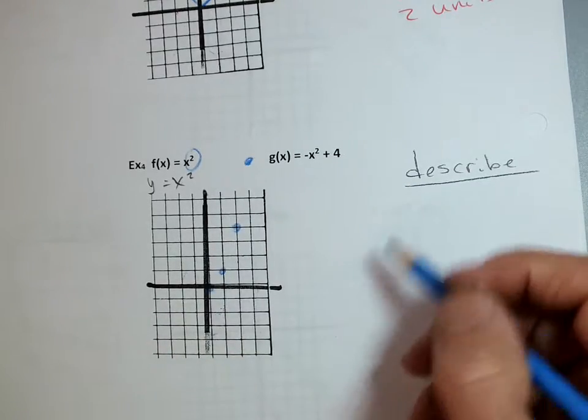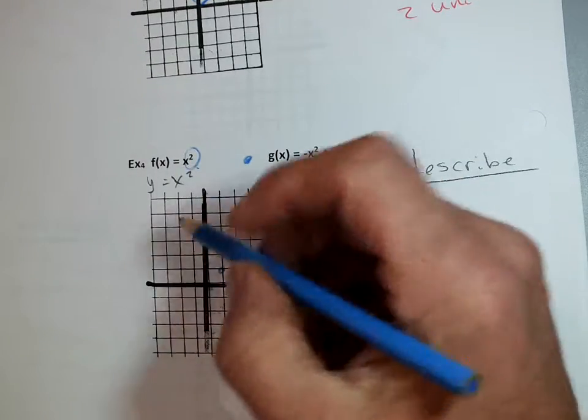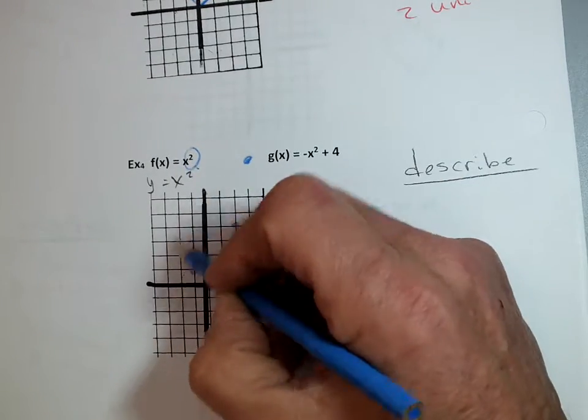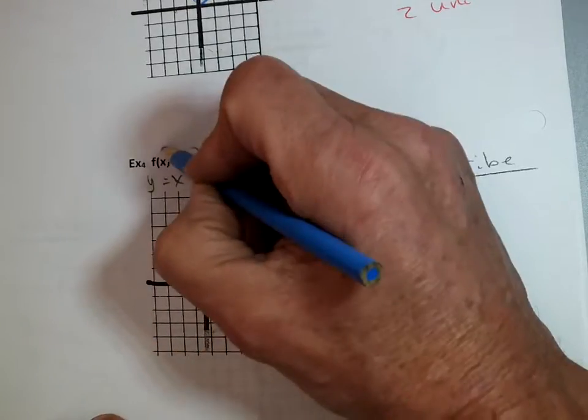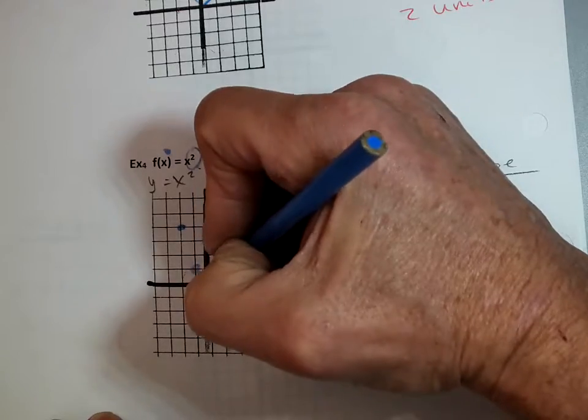I know negative numbers squared are always positive. Negative 1 squared is 1. Negative 2 squared is a positive 4. Negative 3 squared is a positive 9. Plus it's symmetrical, right? And there's my parabola, okay? Easy?